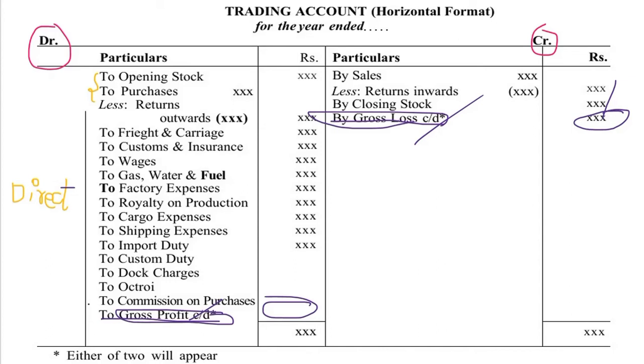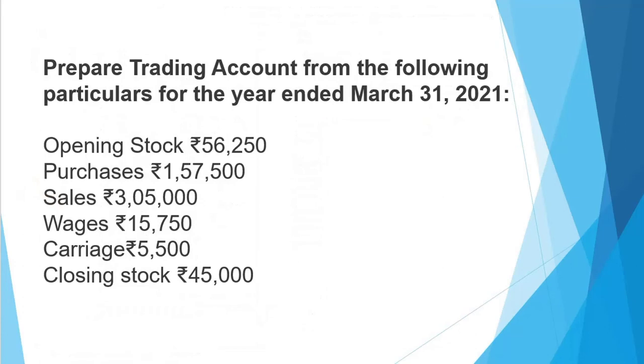To understand it carefully, let us go for an example. Let us see, guys, this is the question. Prepare trading account from the following particulars for the year ended 31st March 2021. They gave some particulars with certain amounts: opening stock 56,250, purchases, sales, wages, carriage, closing stock. You all know that, guys. Let us first classify which things will come under the debit side and credit side.